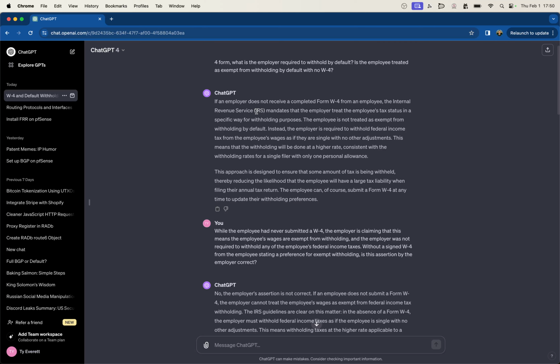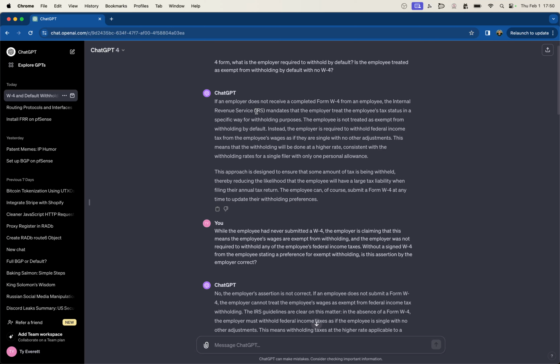This approach is designed to ensure that some amount of tax is being withheld, thereby reducing the likelihood that the employee will have a large tax liability when filing their annual tax return. The employee can, of course, submit a Form W-4 at any time to update their withholding preferences. And the W-4 is the mechanism by which we update our withholding preferences. There's not really another way beyond a W-4 form where you can do that. That's why we have the W-4 form.